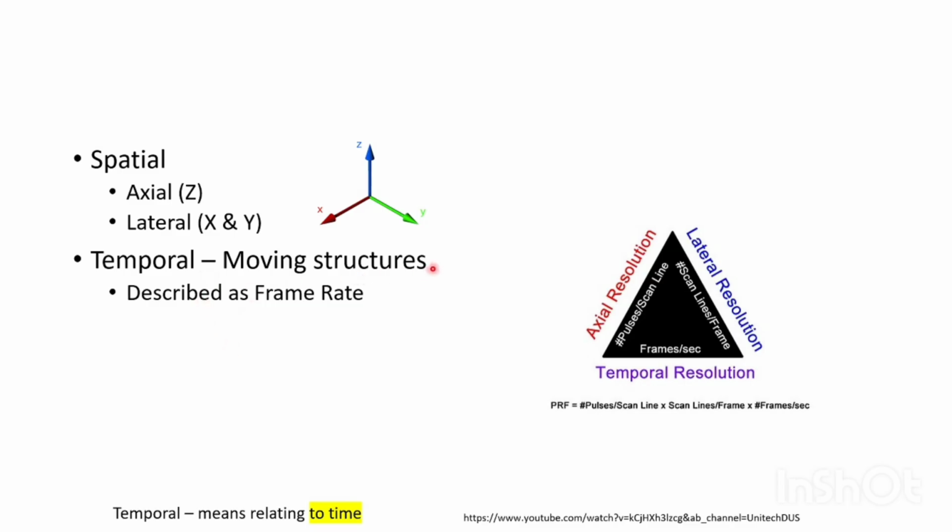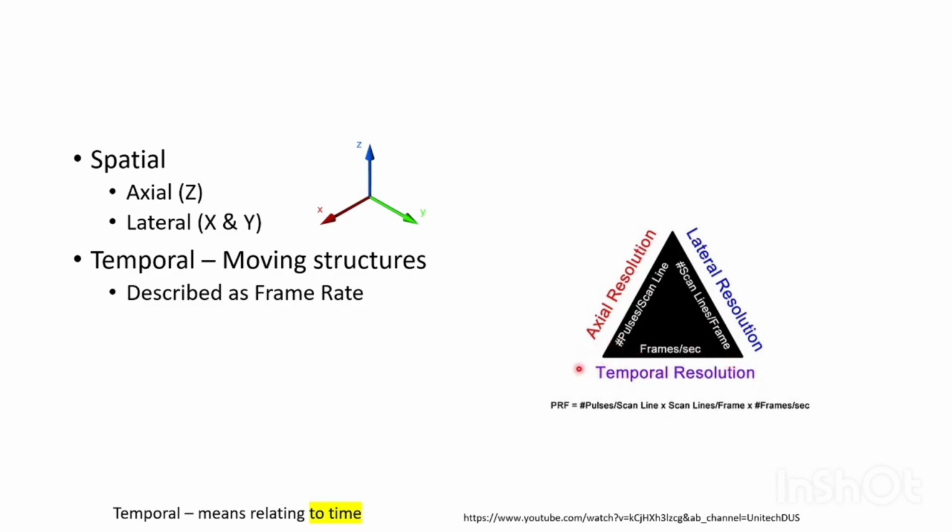So in echocardiography, we generally say the more temporal resolution we are attaining, and we express temporal resolution as frames per second. So these are the main three types: the axial resolution, the lateral resolution, and the temporal resolution. These are the parameters that will affect the axial resolution, that is the pulses, that is pulse repetition frequency of the scan line, and the lateral resolution, scan line or the frame.